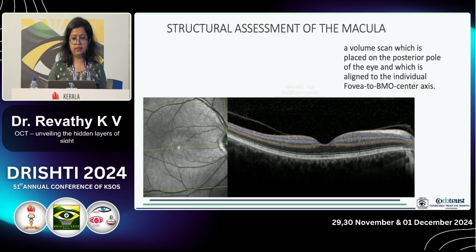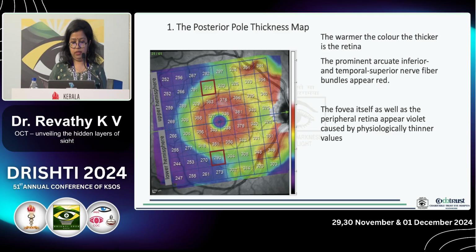And the structural assessment of the macula is by a volume scan, which is placed at the posterior pole, aligned to the fovea to BMO center axis. And in the macula, we can have various scanning techniques like the posterior pole thickness map. Here you can see there is a warmer color representing the thicker area, and the cooler color representing the thinner area. And this area looks like a donut.